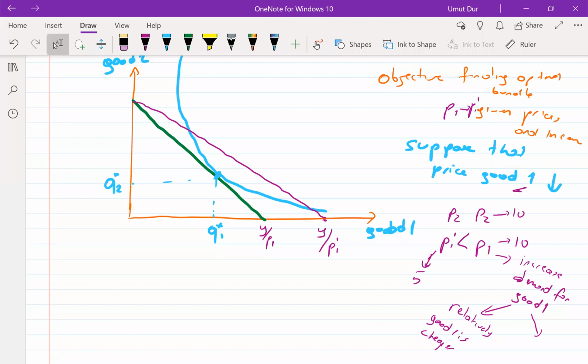So since we are keeping the price of good 2 the same, whenever I decrease the price of good 1 compared to the initial price ratio, now good 1 becomes relatively cheaper. Since it becomes relatively cheaper, I would like to consume more of that good.